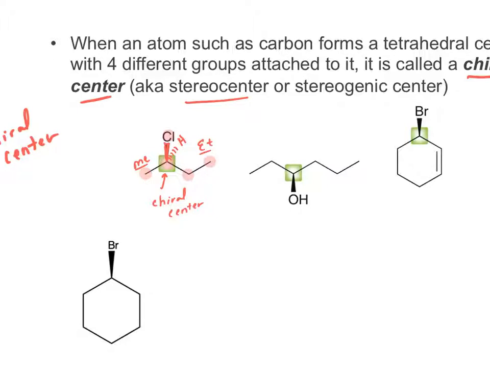Okay, so same thing over here. We've got an OH that's coming out at us on the wedge. To the left, what would we call this guy? We've got an ethyl group. To the right, we've got 1, 2, 3, what do we call that? A propyl group. And then again, who is implied, usually never drawn? Hydrogen, and what is hydrogen doing? It's on the dash, going into the board. So again, this is a carbon center with 4 unique groups around it. This is also a stereocenter. It's a chiral center, pardon me.